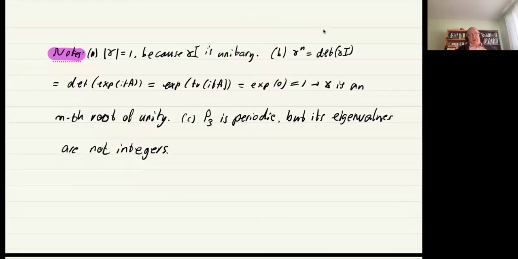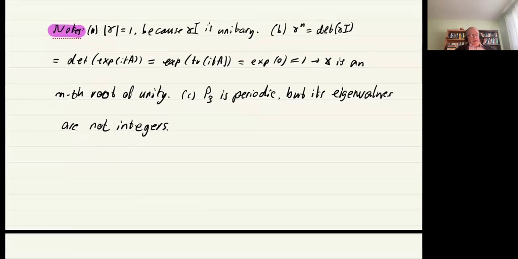The other comment is that the path on 3 vertices is periodic, but its eigenvalues are not integers. So it's not true that the graph is periodic if and only if its eigenvalues are integers. Something very close to that is true, but it takes more effort than you would expect. Now, it's clear that if I have the eigenvalues of the graph of the form √3 times integers, then the graph will be periodic. The problem is to show that if the graph is periodic, the eigenvalues are of that form. And we'll be coming back to that.